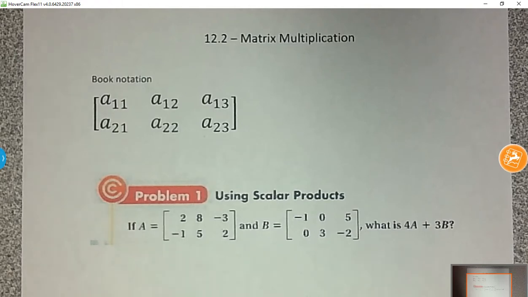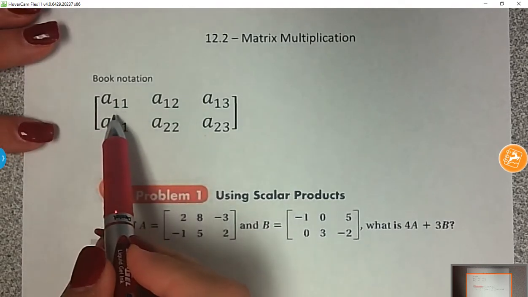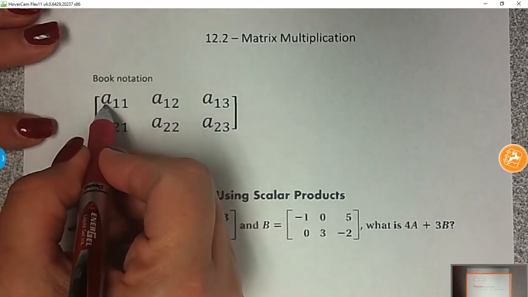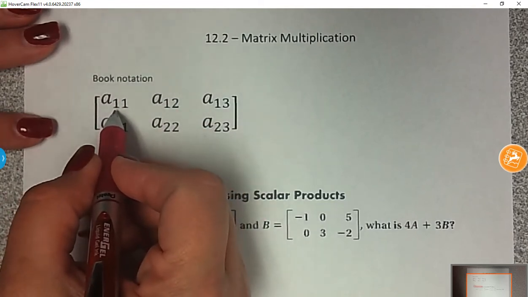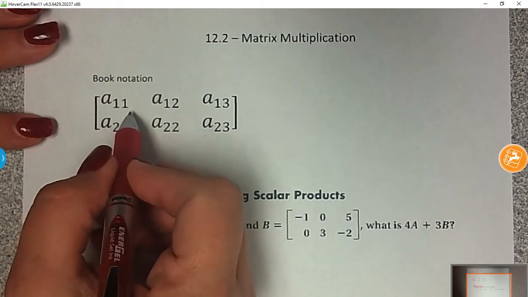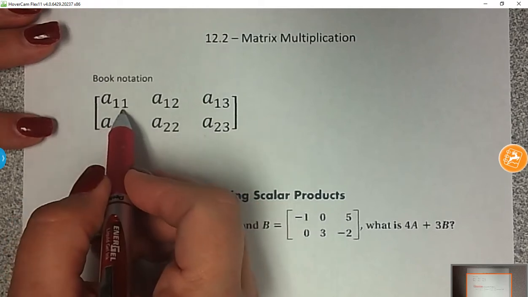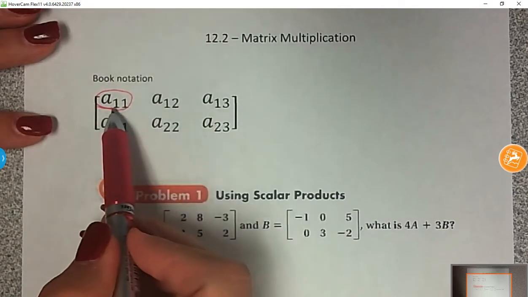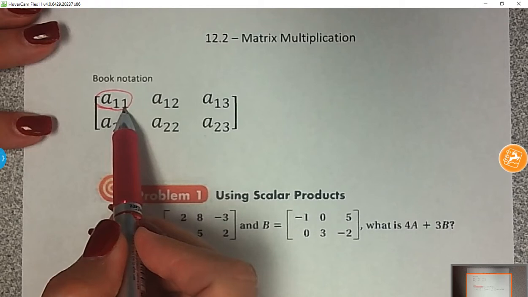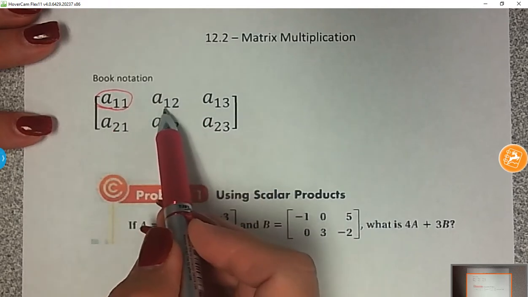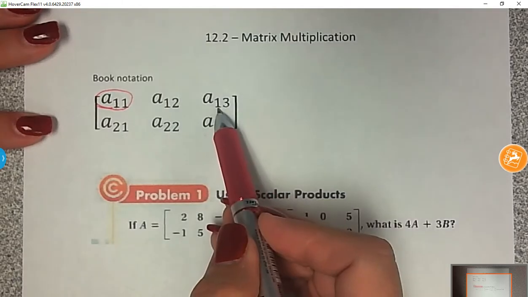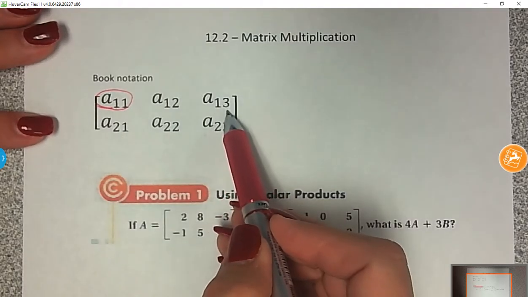One thing we need to talk about is a notation that your book uses in a matrix. Here I've got an A, and it looks like it's a subscript of 11, but it's a 1 and then another 1. What that means is that the position for this element is row 1, column 1. This element is row 1, column 2. Over here I have row 1, column 3.